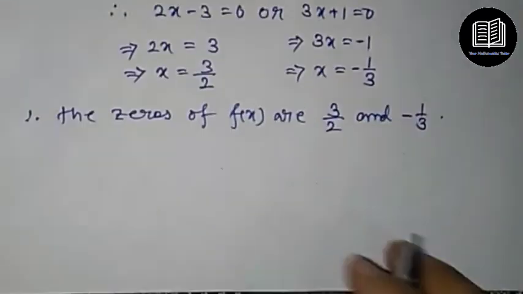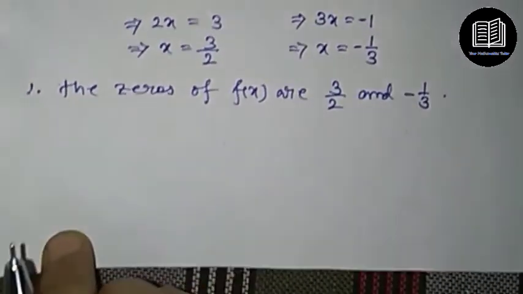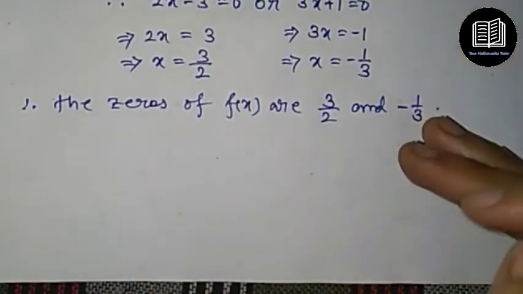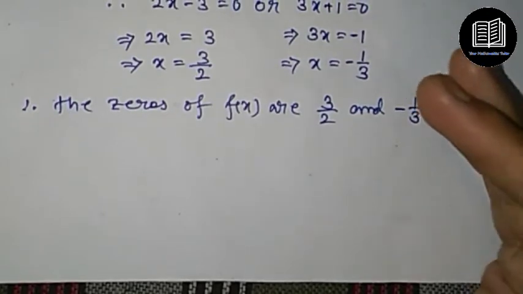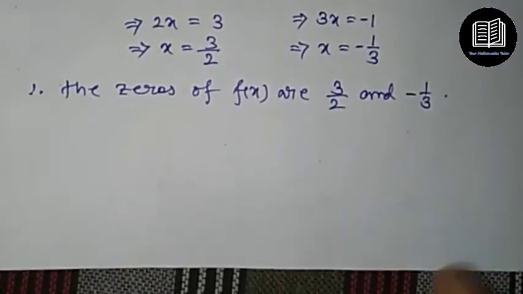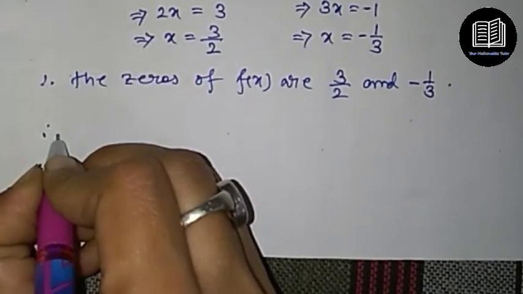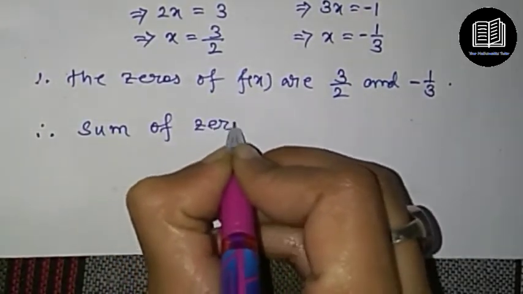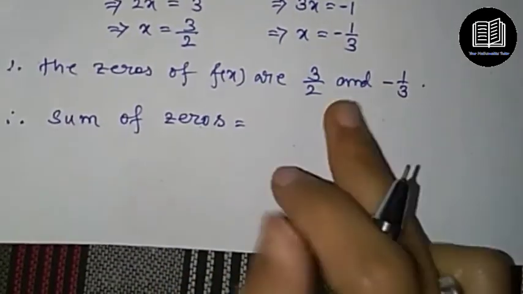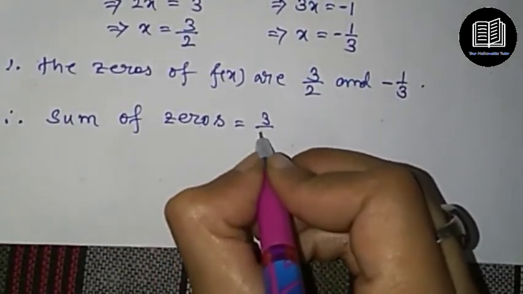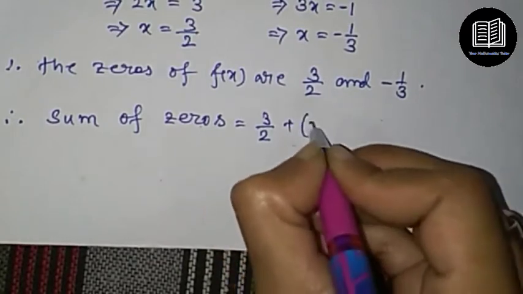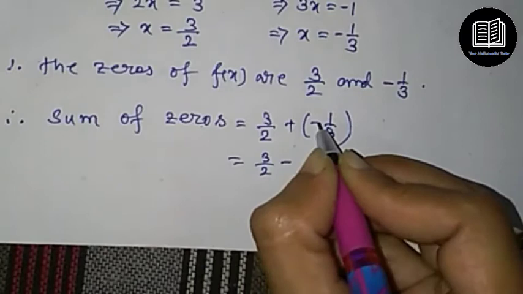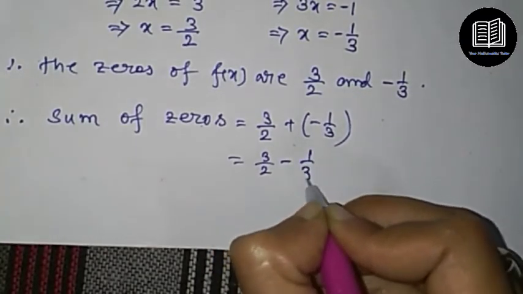Correct? So we have found our zeros, 3 by 2 and minus 1 by 3. So one part is completed. Now next we have to verify the relationship. We know that the sum of zeros equals, what is the sum of zeros? 3 by 2 plus minus 1 by 3, right? That is 3 by 2 plus into minus means minus.